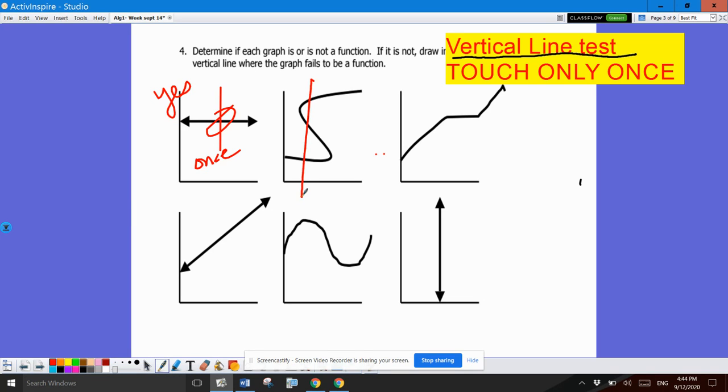Here's a vertical line. It's touching 1, 2, 3. That is not a function. How about this one?